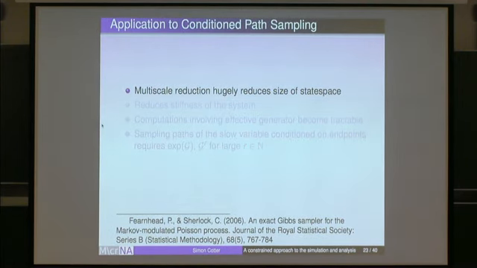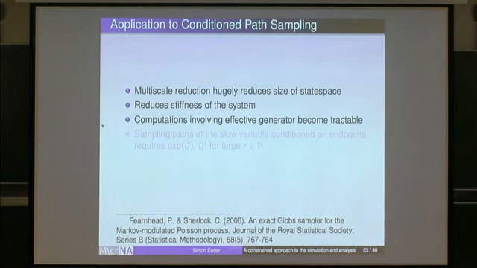Okay, so once we've done this, once we understand these approximations of the effective dynamics of this slow variable, we can do a lot of things that we can't do for the generator of the full system. So through this multiscale reduction, we can hugely reduce the size of the state space, and we also remove this stiffness in the system due to this multiscale property. So we can do things that we can't do with a full generator, and I'm going to give some brief examples. A brief example of one thing that we can do.